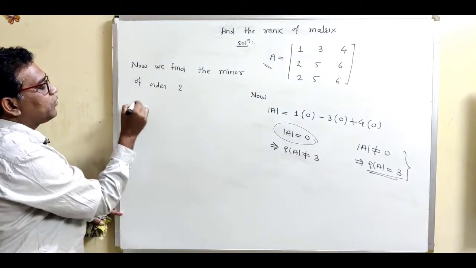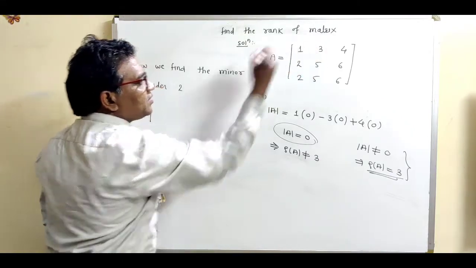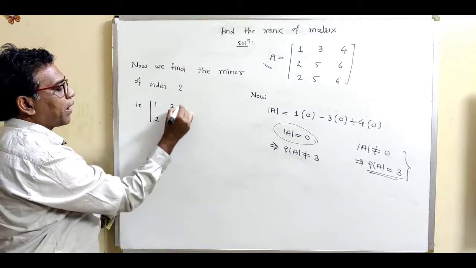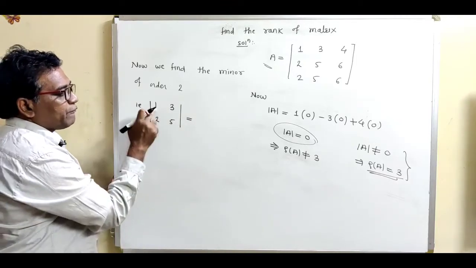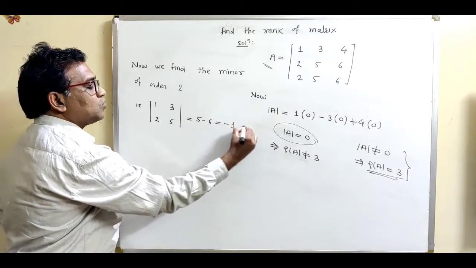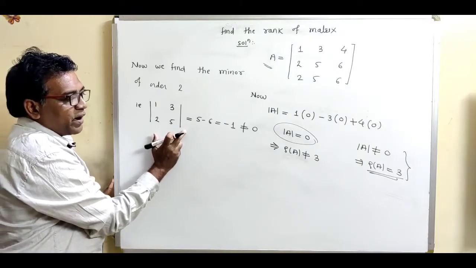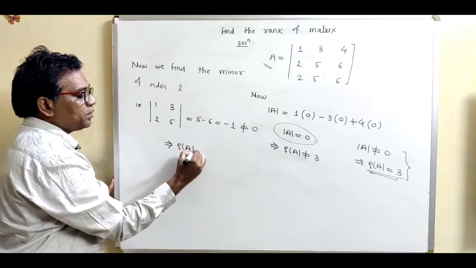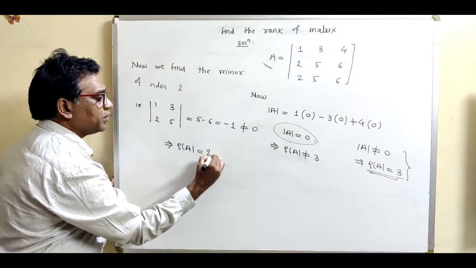So let us find out the first determinant right here. Now consider this determinant of order 2 by 2, this is 1, 3, 2, 5. So solve this determinant of order 2 by 2. This is 5 minus 6, which is minus 1. So minus 1 is a non-zero number. So the determinant of order 2 by 2 is non-zero. So we can conclude that the rank of the matrix is the order of that determinant. So this is equal to 2.